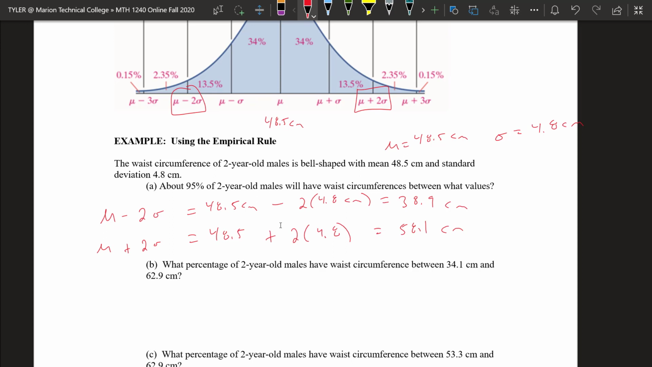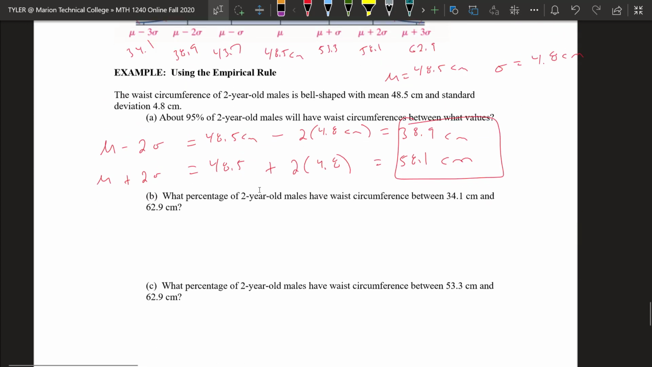So you could fill in the values in this table if it's helpful, underneath. It turns out if you add 1 standard deviation, this number is 53.3, and then this number is 58.1, and then this is 62.9. And then you can keep subtracting 4.8 centimeters. So we have 48.5 in the center, then 43.7, then 38.9, and then 34.1. So between these two values, we would expect 95% of the 2-year-old males.